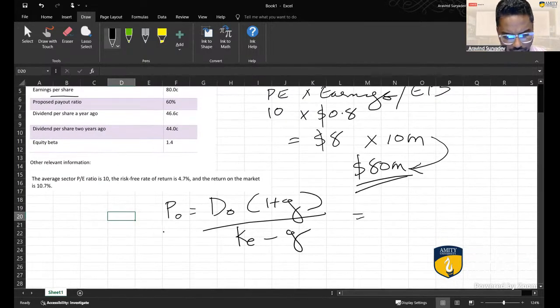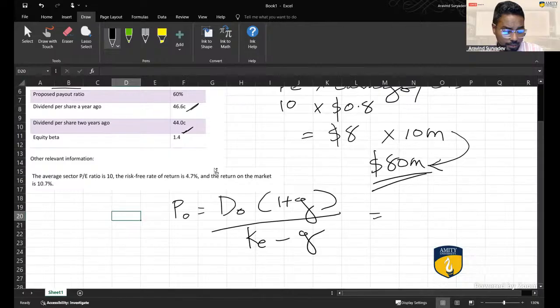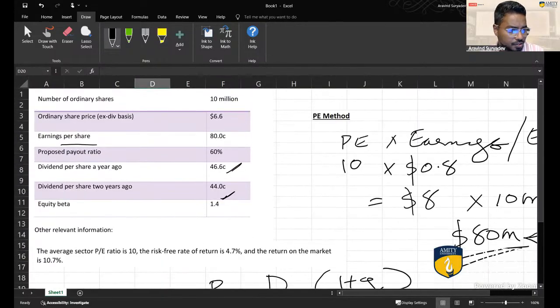The dividend per share a year ago was 46.6. The dividend per share 2 years ago. Oh, yes. Now we will have to calculate the growth rate, guys. So, what else is known? I can see that, yes, historic dividend rate is given to us. Proposed payout ratio is also there.